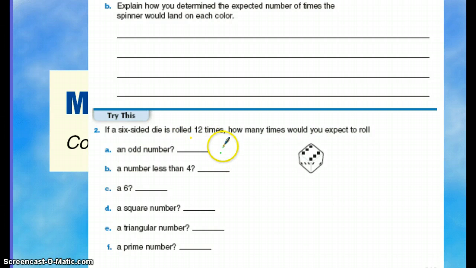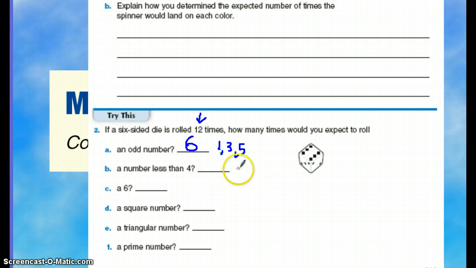Well, I'd first write down my odd numbers. My odd numbers on a die would be the numbers 1, 3, and 5. So if I was only rolling it 6 times, it would be 3 out of 6. But since I'm rolling it the required 12 times, I would need to double that. So I would consider rolling it 6 times out of 12.